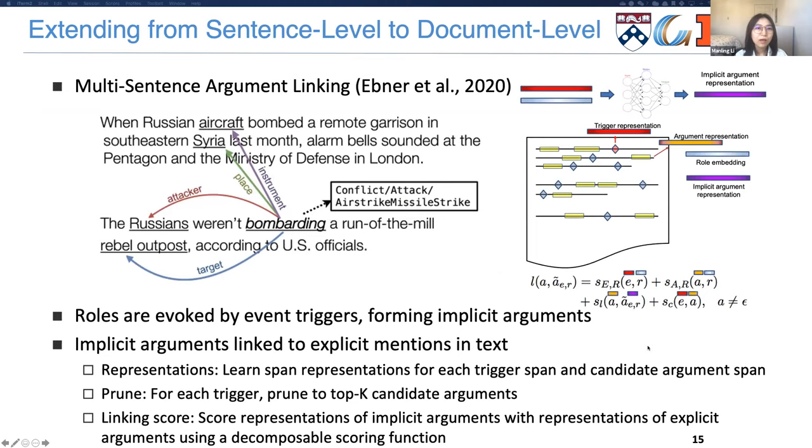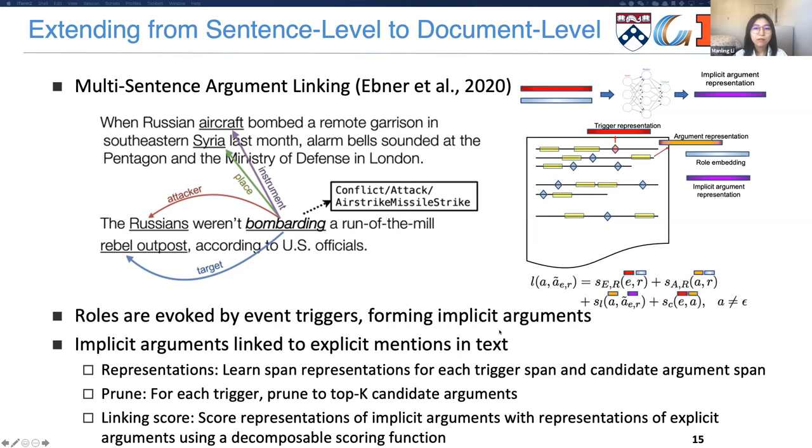And all this work are sentence level IE. It ignores the arguments from other sentences. So recently there are work extending this sentence level IE to document level IE. The basic idea is to link the argument rows to text mentions in the entire documents. And the linking is based on the contextualized embeddings.